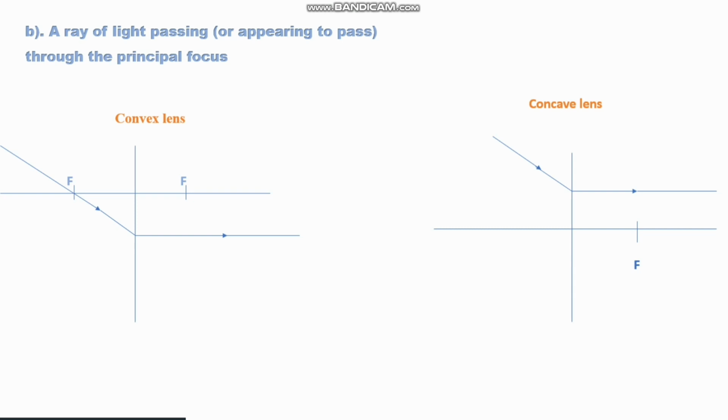So that is for the concave lens. If we produce a line like that, this ray of light will appear to be passing through the principal focus like that. So that is the second ray. So the ray is refracted parallel to the principal axis for both cases, that is for the convex lens and for the concave lens.